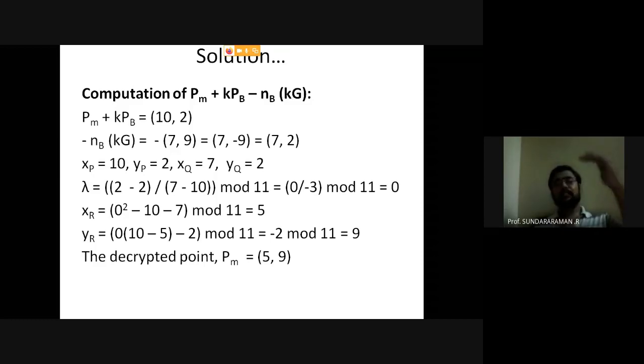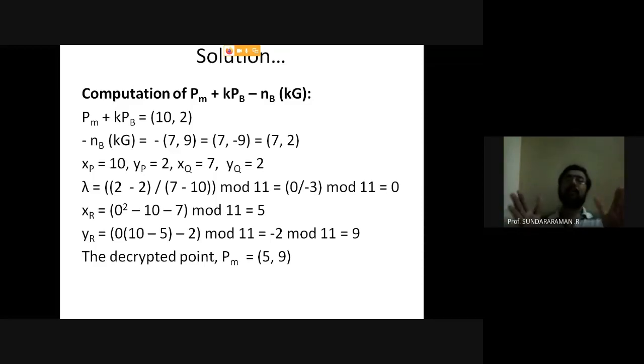Let us consider if XP comma YP is one point, XP comma minus YP is another point, because this expression is different in the case of binary field. This expression is valid only for the prime field. So minus of 7 comma 9 is equal to 7 comma minus 9. So under mod 11, minus 9 mod 11 is equal to 2. Therefore, minus of 7 comma 9 is equal to the point 7 comma 2.